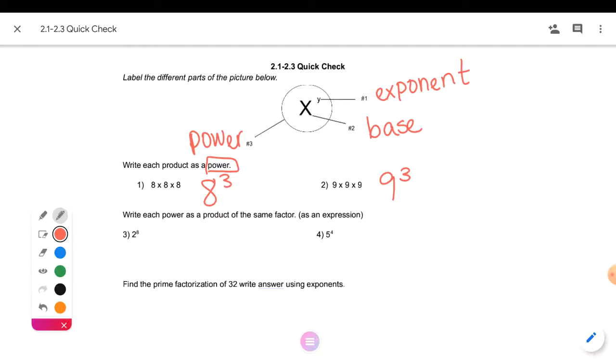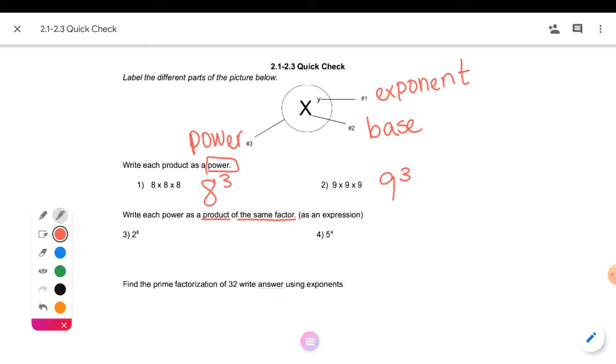Good job. Next one, it says write each power as a product of the same factor. Jude, what does the word product mean? Like power or value. Nope. Well, what is a product? Kendall? It's like the value of a multiplication. So it is the answer to a multiplication problem. But this means we're writing a multiplication problem with the same factor.